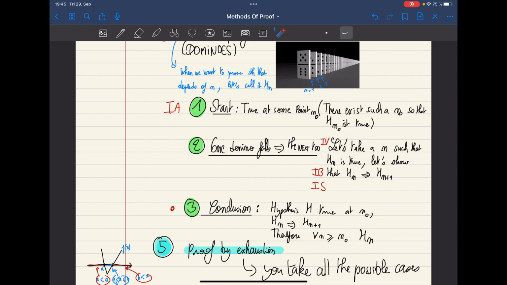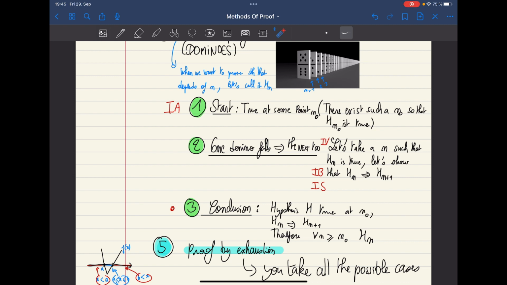For all n, careful, above the one for which it's true. It's not always the first one. Sometimes the n could be 10,000. But it doesn't matter, right? Because after that, all the dominoes, for an infinite number of dominoes, will fall. So the property will be true for all dominoes.